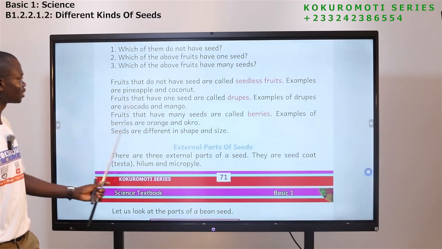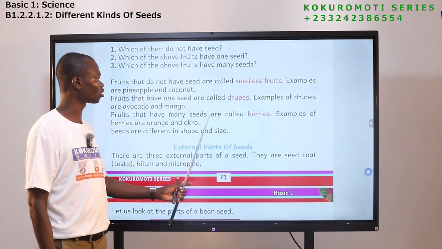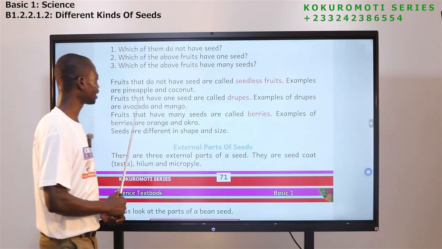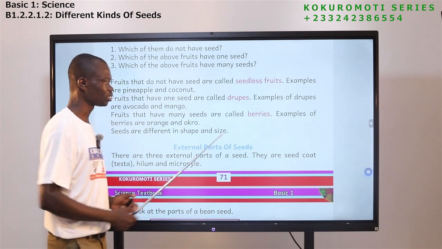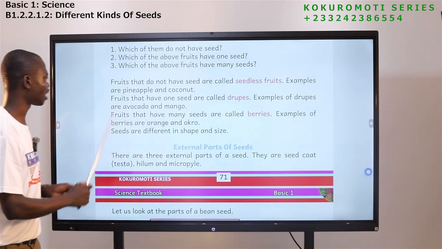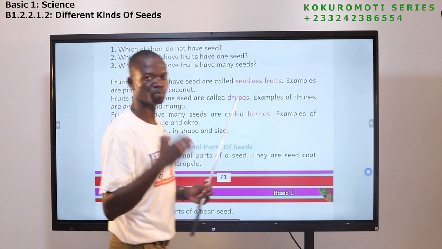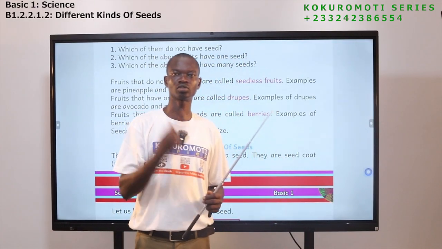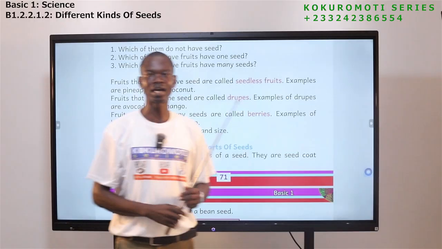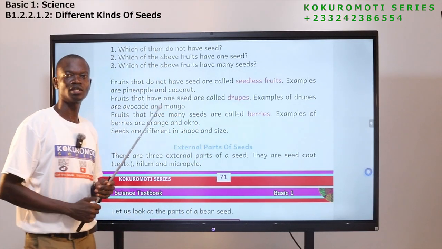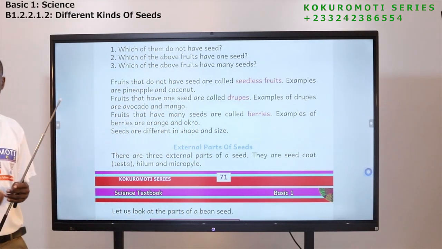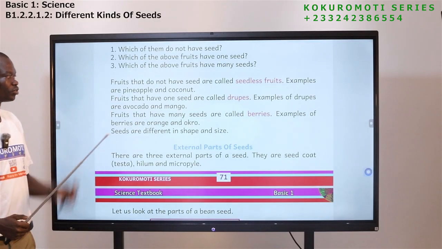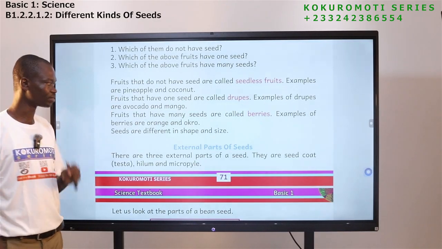The next one, fruits that have one seed are called drupes. Drupes. Fruits that have one seed are called drupes. So examples of drupes are avocado and mango. Mango has only one seed. Avocado also has only one seed. And these fruits, because they have only one seed, we call them drupes. So anytime you hear about drupes, we are talking about fruits that have only one seed.